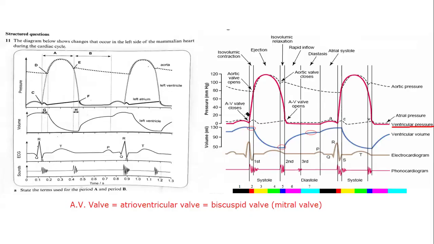So at C, what is happening? Let's go ahead and explain what's happening at C, then I'll let y'all go. At C, can you see that the ventricular pressure finally gets bigger than the atrial pressure? Y'all see that? Now, what happens when the ventricular pressure gets bigger than the atrial pressure? What's going to happen?